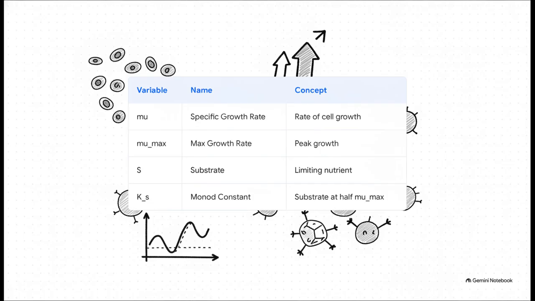First, we have mu, the specific growth rate of our cells. Then, mu max, which is the absolute peak growth rate under perfect conditions. Next up is S, the substrate concentration, which is essentially the limiting nutrient available. And finally, Ks, the Monod constant. This one is really important. It represents the exact substrate concentration when the growth rate hits exactly half of its maximum.